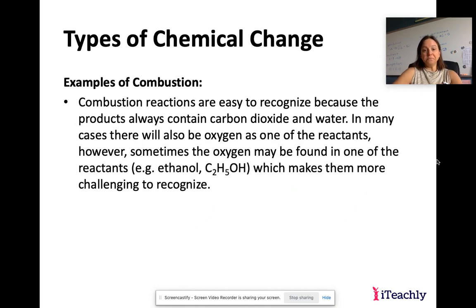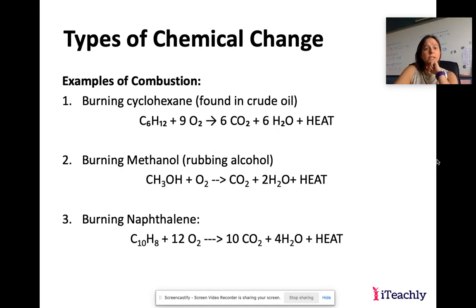Combustion reactions will always have carbon dioxide and water as their products. Now, sometimes you'll have what we'd call soot, or we'd have extra. And if that happens, we're actually looking at the difference between complete combustion reaction and incomplete combustion reaction. So if we're looking at these, notice we have the hydrocarbon and an oxygen. Notice the products are always carbon dioxide, water, and heat.